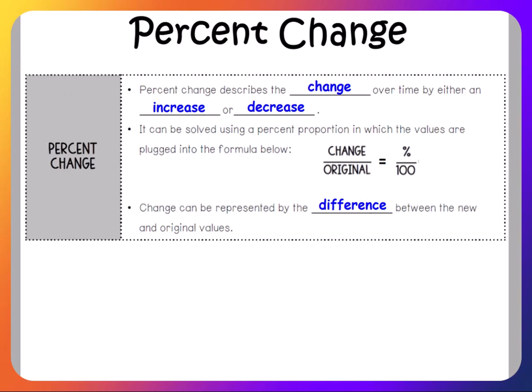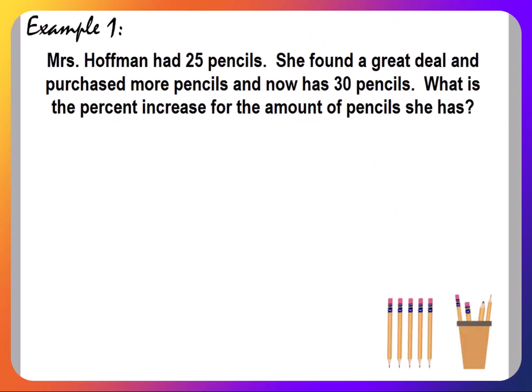Let's go straight into some examples. Mrs. Hoffman had 25 pencils. She found a great deal and purchased more pencils and now has 30 pencils. What is the percent increase for the amount of pencils that she has? Okay, so again, we're going to do the change, and I'm going to abbreviate change with CHG over the original, which I'm going to abbreviate ORG. And that's going to equal percent out of 100.